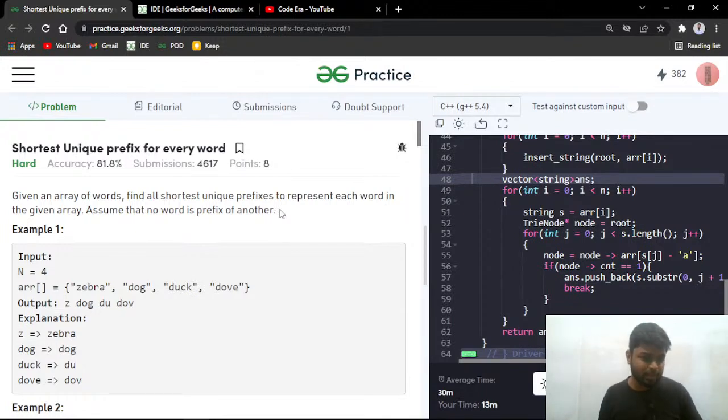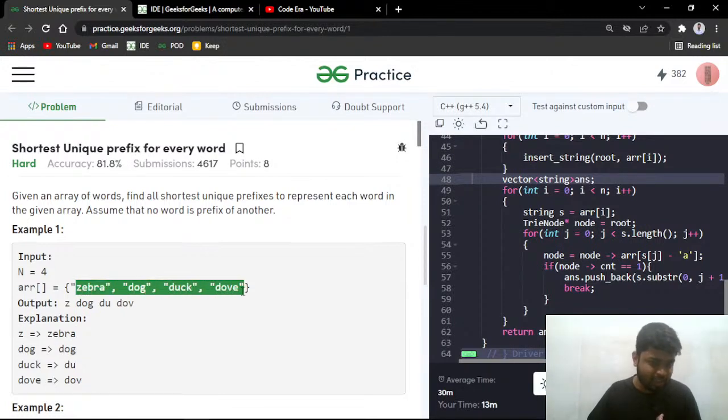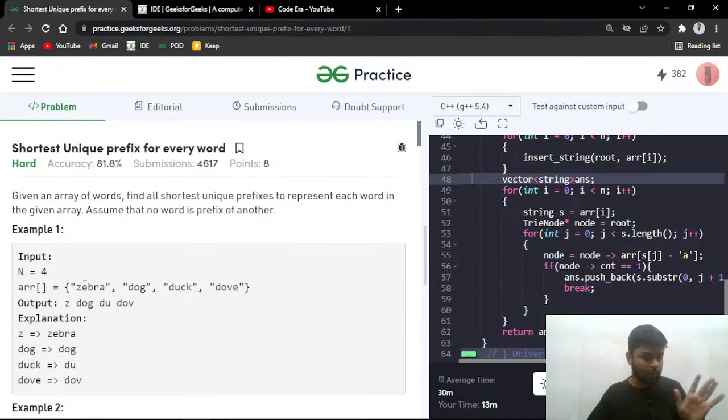Let's say if I give you zebra, dog, duck and dove. If I represent zebra with Z, it can be represented, right? Because no other word will be having prefix Z. If I have dog, I cannot represent dog with D, because duck is also there, dove is also there, right? I cannot represent dog with do, because do is also there in dove, right? So this is the way. I'll be letting you know how we'll be doing it.